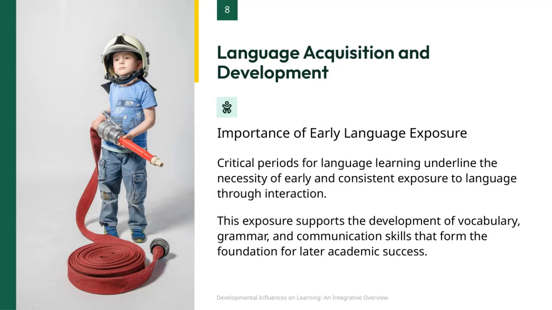When we talk about language acquisition and development, one of the most crucial factors is early language exposure. There are critical periods in childhood during which the brain is especially receptive to learning language. This means that early and consistent interaction with language is essential. Through these interactions, children build their vocabulary, grasp grammar rules, and develop communication skills. All of these elements are fundamental, as they set the stage for future academic achievements and effective communication throughout life. So, the earlier and richer the language environment, the stronger the foundation for a child's language development.